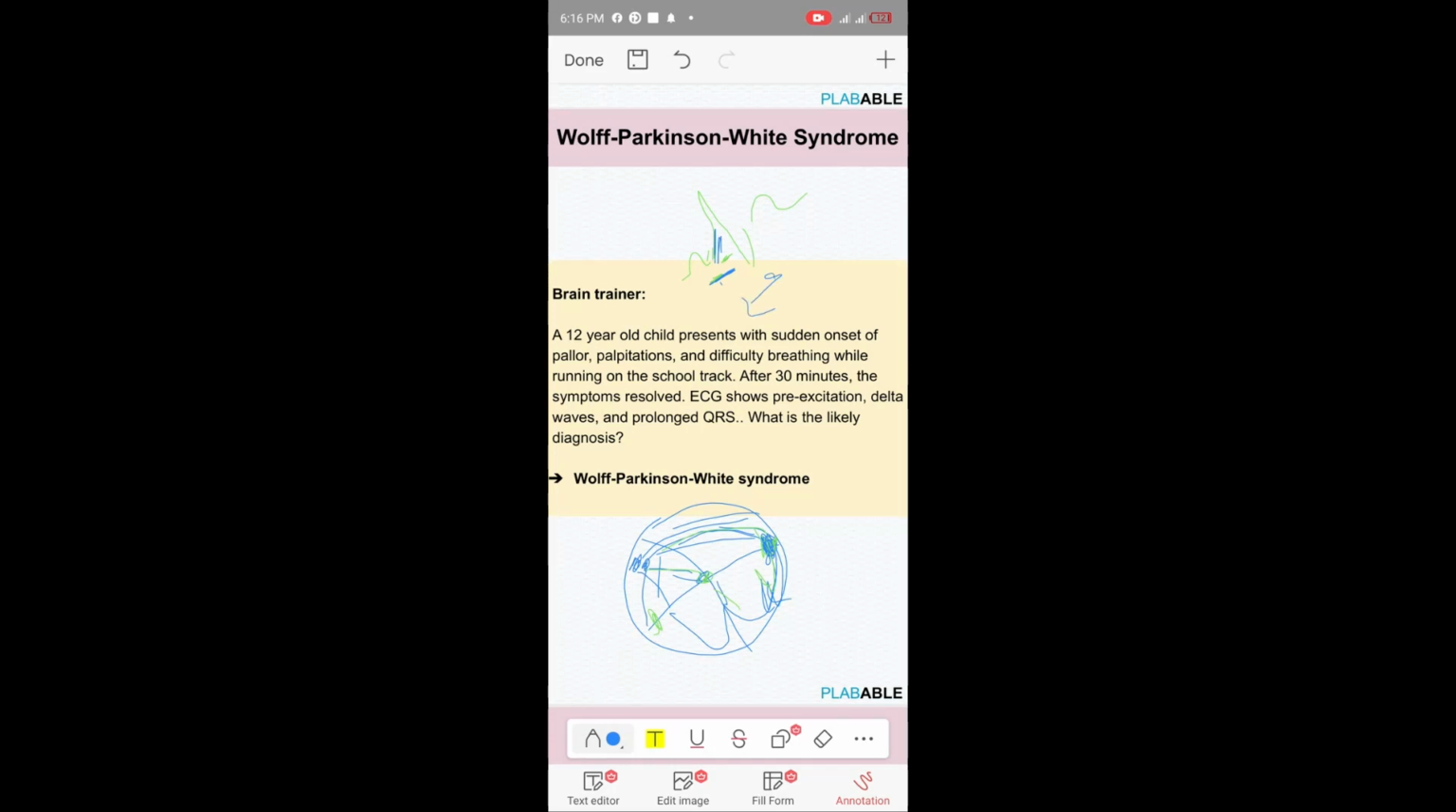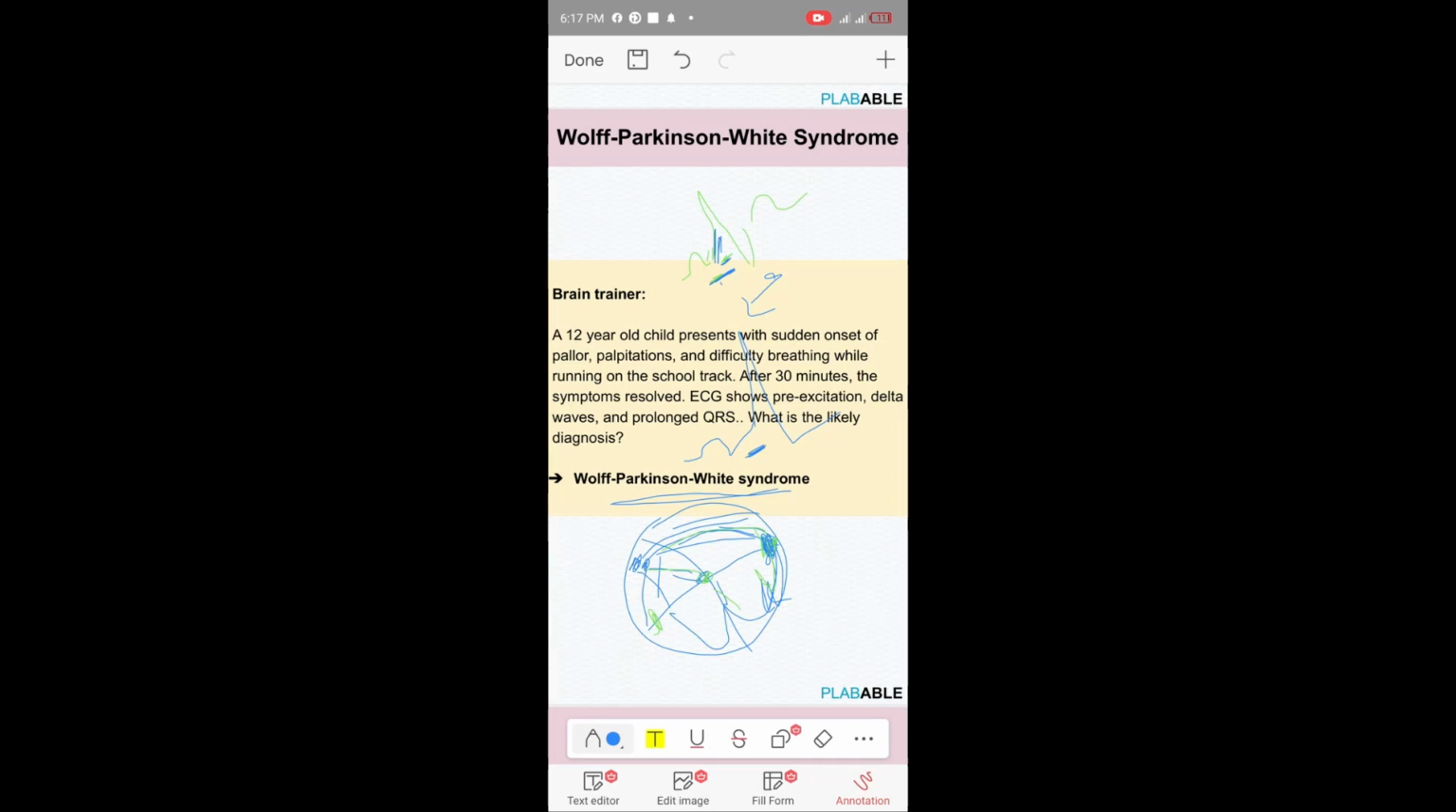A 12-year-old child presents with sudden onset of palpitations and difficulty while running at the school track. After 30 minutes, the symptoms resolved. ECG shows pre-excitation. Pre-excitation is this delta wave, this initial slurring, and prolonged QRS. What is the likely diagnosis? That's Wolff-Parkinson-White syndrome. Simple as that. So it has type A and type B.